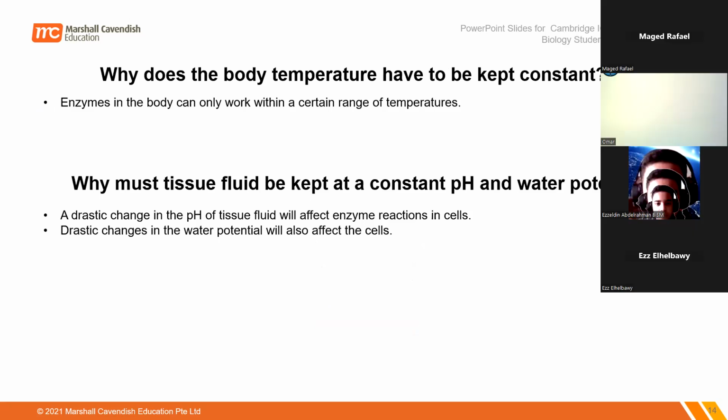Enzymes in the body can only work within a certain range of temperature. That's why if temperature rises for any reason, definitely this will affect homeostasis. All of the tissues should be kept at a constant pH.